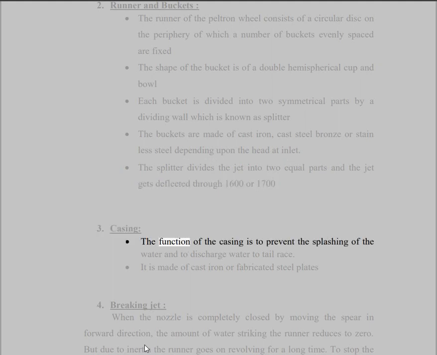3. Casing. The function of the casing is to prevent the splashing of the water and to discharge water to the tail race. It is made of cast iron or fabricated steel plates.